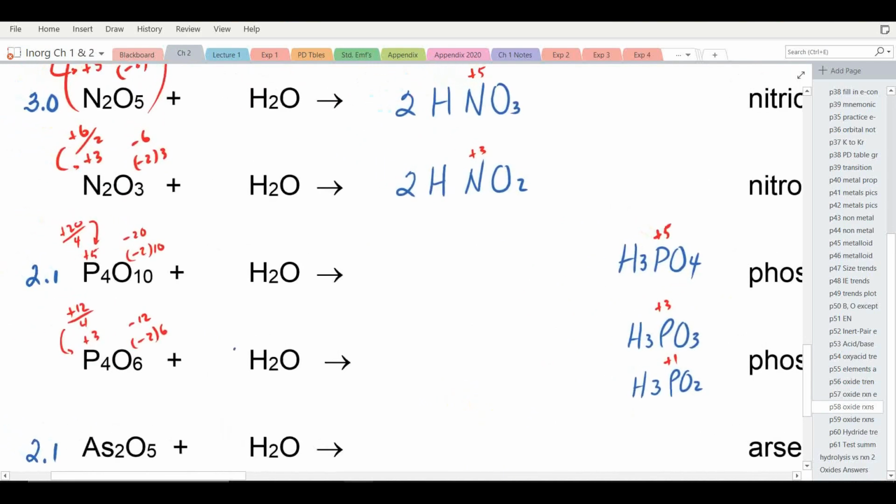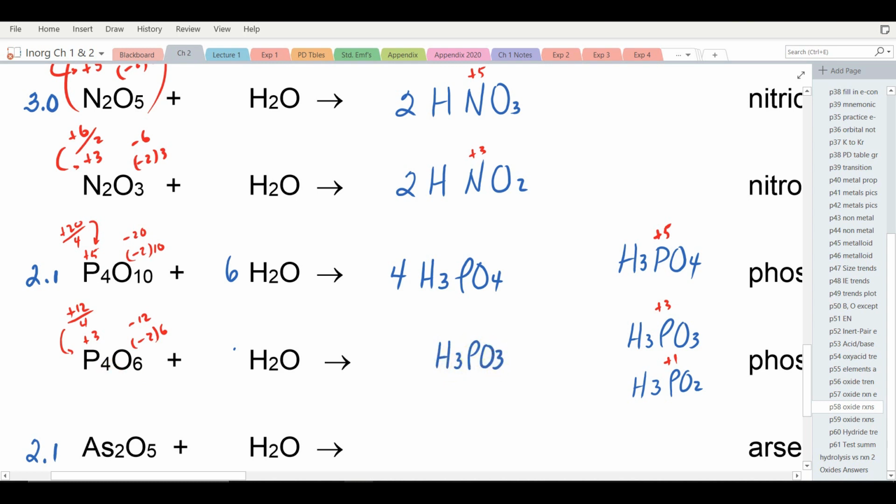In the case of P4O10, it's going to form phosphoric acid, H3PO4. Oxidation state is plus 5. Let's balance that. 4 phosphoruses, 4 phosphoruses. I have 12 hydrogens. I'll need a 6 here. That gives me 16 oxygens. 6 plus 10 is 16. That's balanced.